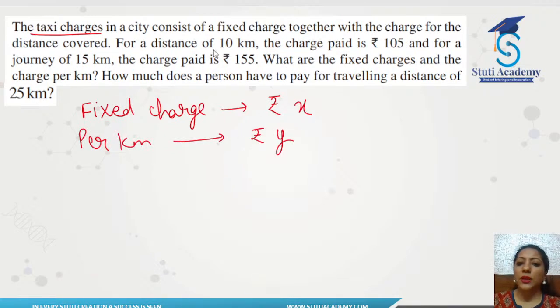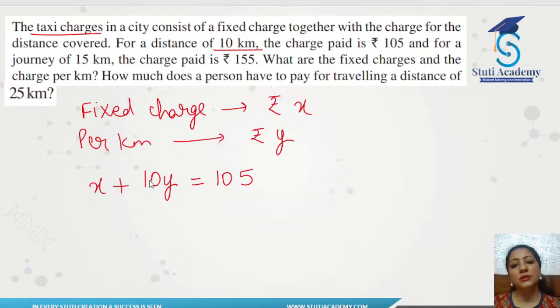Now in the first case, we are traveling 10 km. So for every kilometer we are paying Y rupees. That means we will pay 10Y rupees for 10 kilometers. But also we have to pay fixed charge. So I'm going to add X to it. That's the fixed charge which I've taken. It is given to us in the question that for a distance of 10 km, the charge paid is 105 rupees. So that's equal to 105. The fixed charge of sitting in the taxi, and then for traveling every kilometer, we pay Y rupees.